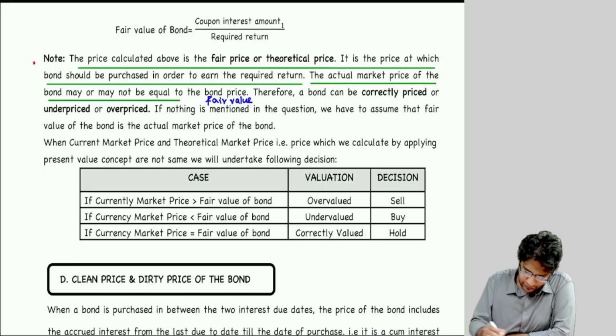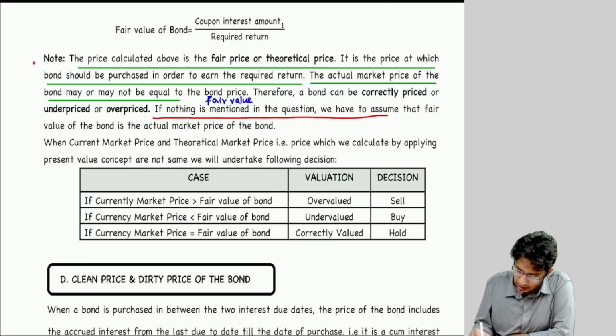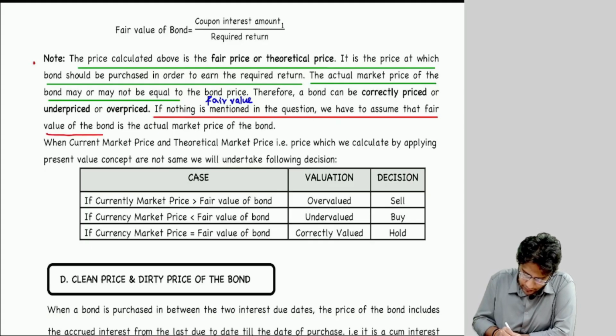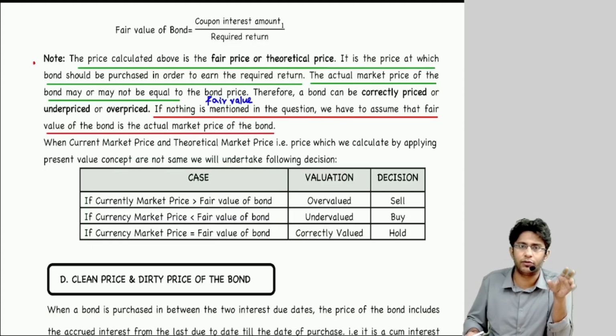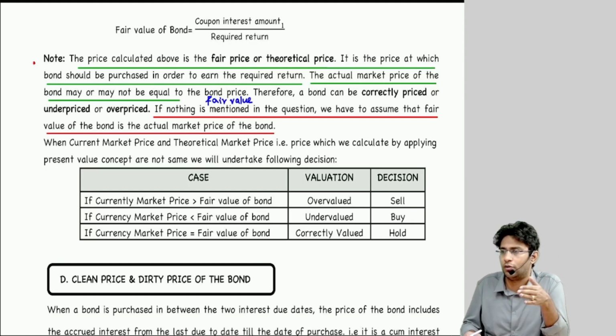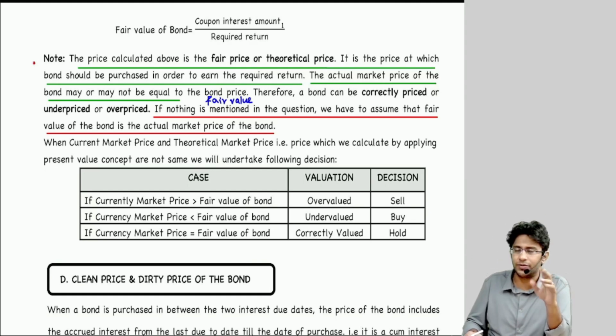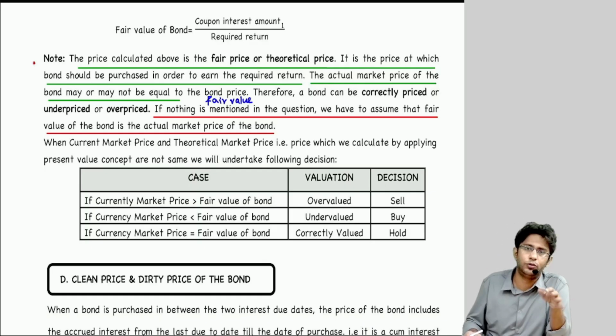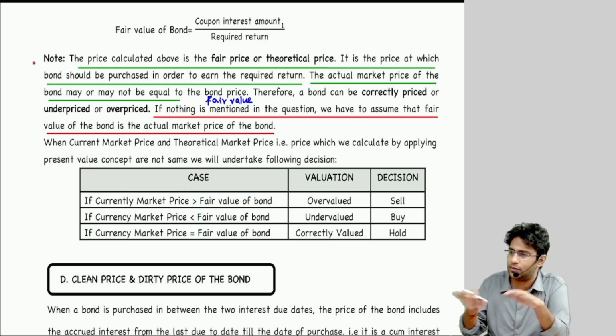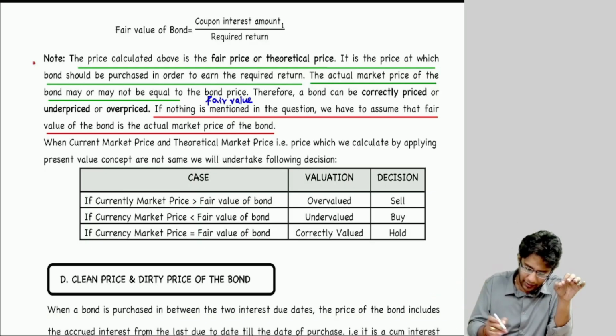A point is very important for you now. If nothing is mentioned in the question, we have to assume that fair value of the bond is the actual market price of the bond. Underpricing, overpricing kind of questions, anyway the question will tell you what is actual price, you are supposed to work out fair value. So in that case, underpricing, overpricing, some decision making you will take. But if the question is not asking you any decision, they are simply asking you to compute a price. In that case, you do not differentiate between fair value and actual price. Both are same for us. We go with a fundamental assumption that the bond is correctly priced.